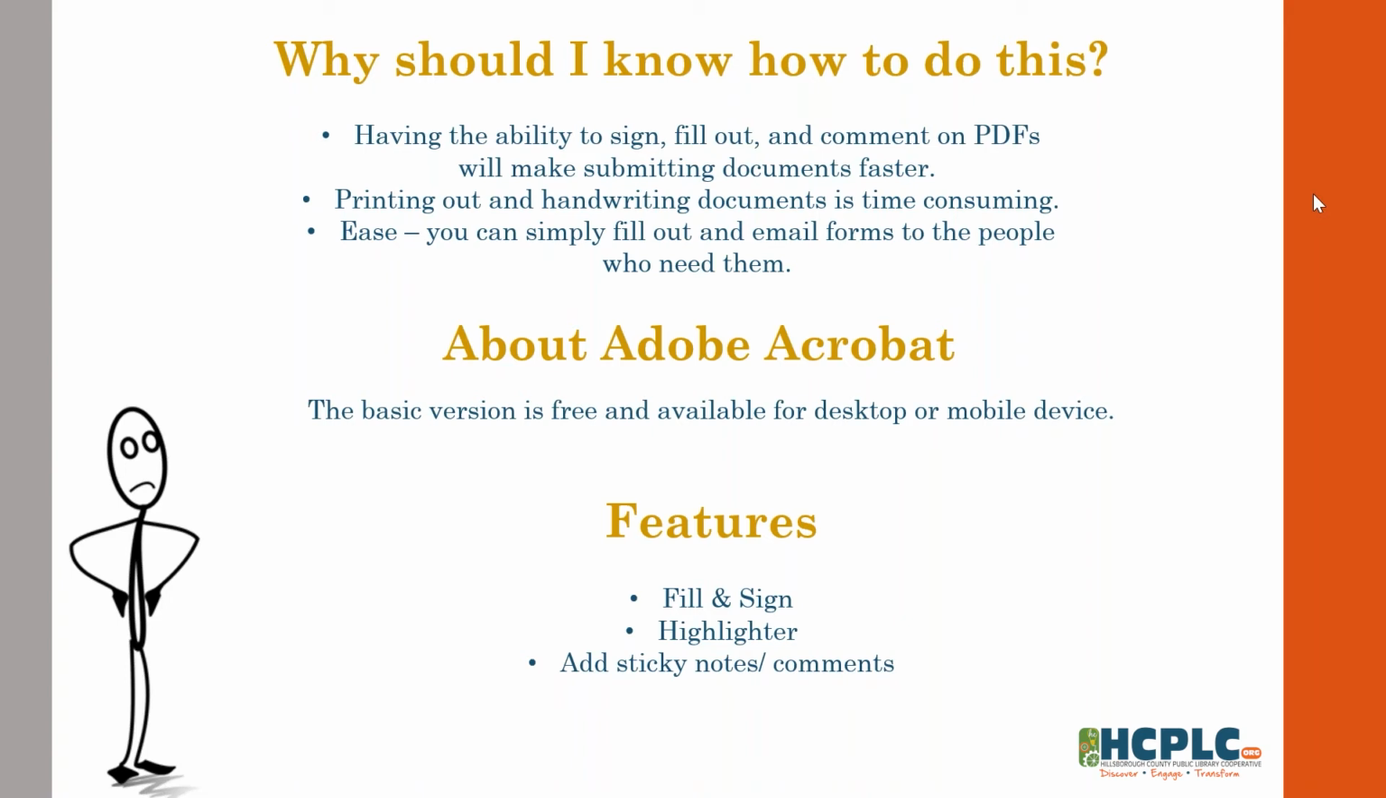So let's talk about Adobe Acrobat. Adobe Acrobat is just a software that allows you to view PDFs. The basic version is free and available for your desktop or your mobile device. And so usually if you have a PDF, Adobe Acrobat is automatically on there. If it is not, you can always download it for free. So the features we're going to go over today are the fill and sign feature, the highlighting feature, and the adding sticky notes or commenting feature.